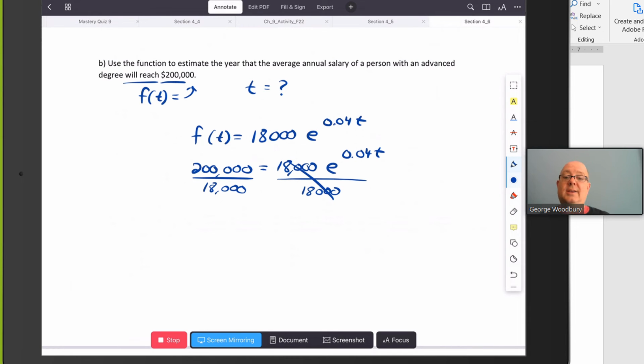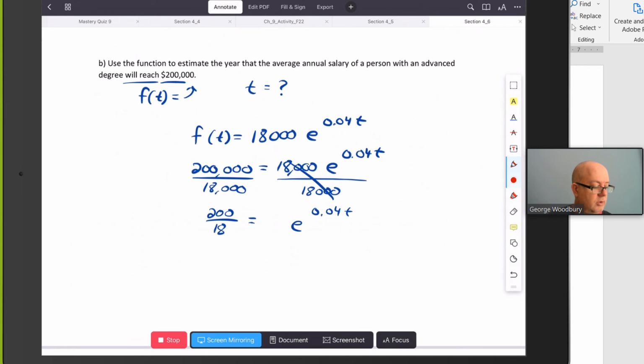Okay, that doesn't divide evenly, and we can work with the fractions, but it sure would be nice to type fewer numbers in there. And so we know if we divide both that numerator and denominator by 1,000, the last three zeros are going to disappear. And so we end up with a fraction that's a little easier to type, 200 over 18. We could keep reducing it to get 100 over 9 if we wanted to, but that's good enough for now. Equals e to the 0.04 t.